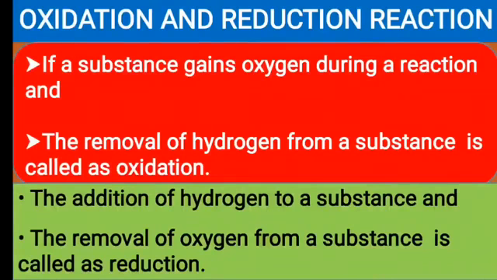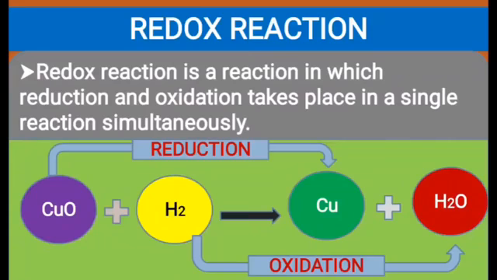Oxidation and reduction reaction. If a substance gains oxygen during a reaction, or hydrogen is removed from a substance, it is called an oxidation reaction. The addition of hydrogen to a substance or the removal of oxygen from a substance is called a reduction reaction. The final one is the redox reaction. A redox reaction is a reaction in which reduction and oxidation take place in a single reaction simultaneously.